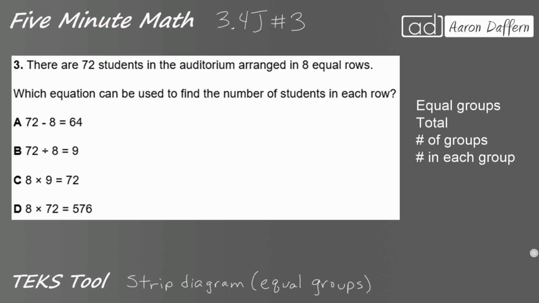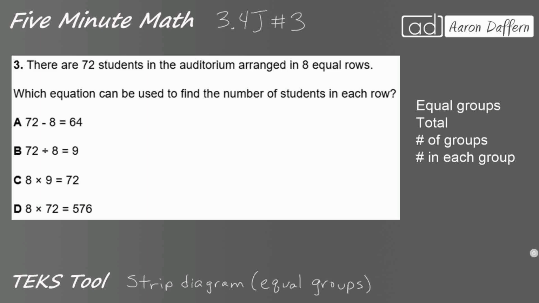So we have 72 students in an auditorium. We need to find the number of students in each row. And we've got four equations that we need to navigate through. So let's start at the beginning. Do we have an equal groups problem?